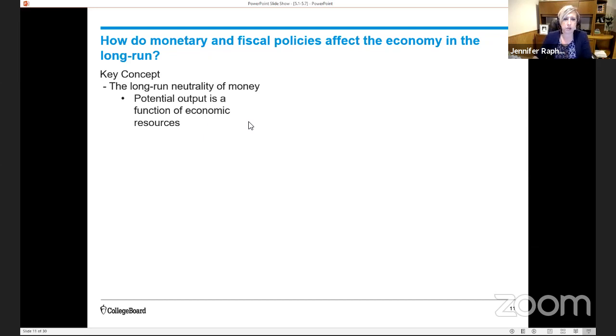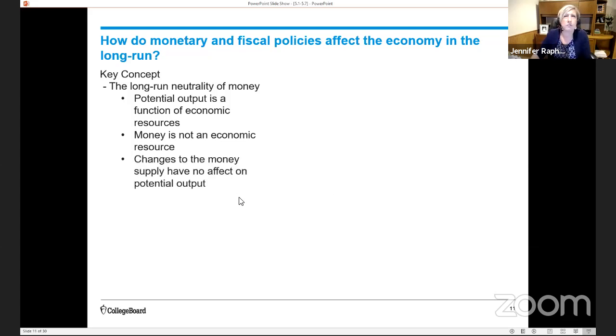So we're going to look at this concept in a couple of different ways. Remember that potential output is a function of economic resources. The PPC tells us possible combinations of consumer and capital goods that an economy can produce given some specified number of resources and assuming all of the resources are fully employed. Money is not an economic resource. Remember, especially in the United States economy where we use fiat money, the paper in and of itself has no value. The paper is only as good as the goods and services for which it is accepted as a medium of exchange. Money is not an economic resource.